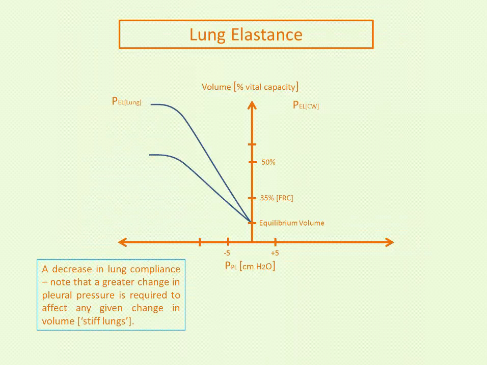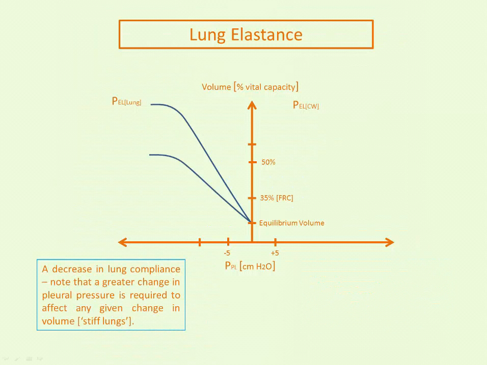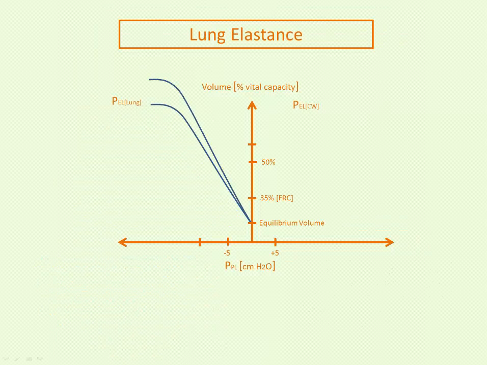So just to reiterate graphically what we see here, this shift down and to the left represents a decrease in lung compliance. So you can see that there's a greater change in pleural pressure, so you must lower the pleural pressure to a greater extent to achieve any given thoracic volume. So for example, if you look at FRC here, well, the pleural pressure is not as low as when the pulmonary compliance is impaired.